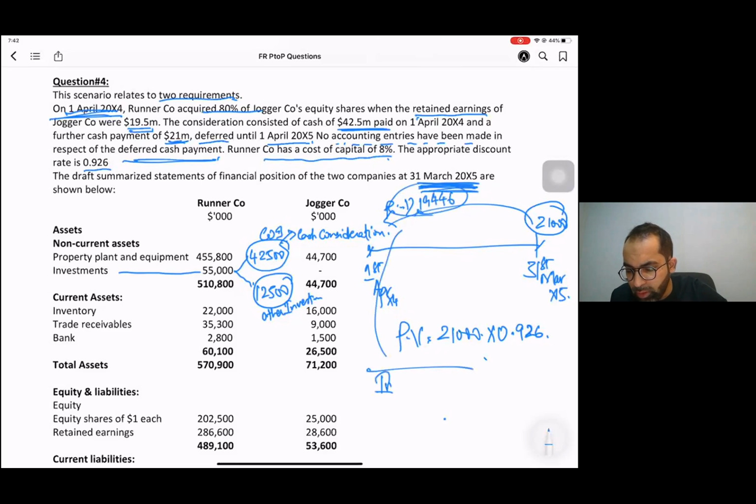So initially you have to make an entry, and the entries are not required at all. I'm just making it for you. Investment debit 19446, and credit 19446. Okay, this is the entry.